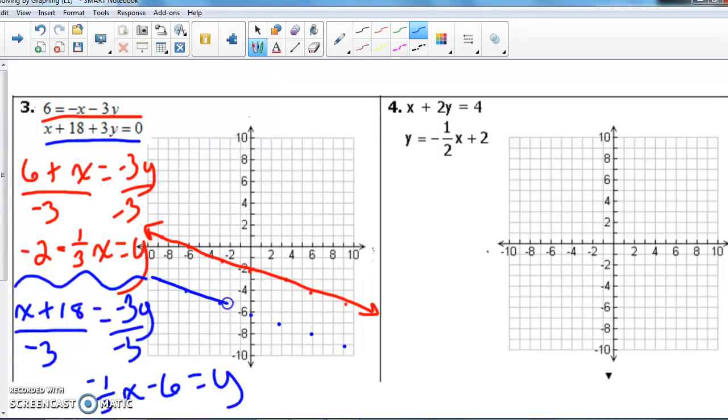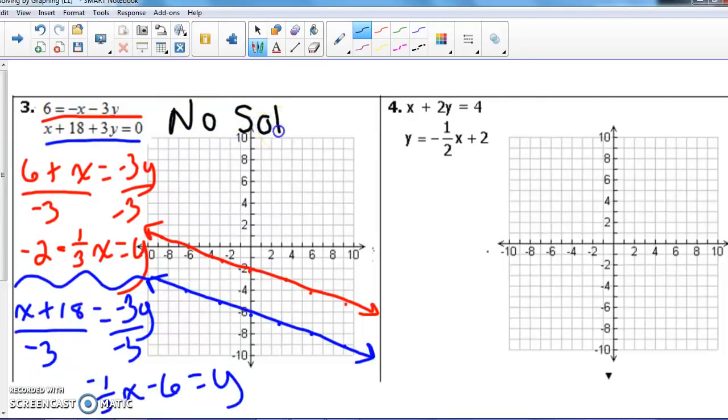Now, hopefully, you've noticed at this point that these lines are parallel, and maybe you even noticed that from the very beginning. These lines are parallel because they have the same slope. When this is the case, this graph technically has no solution.